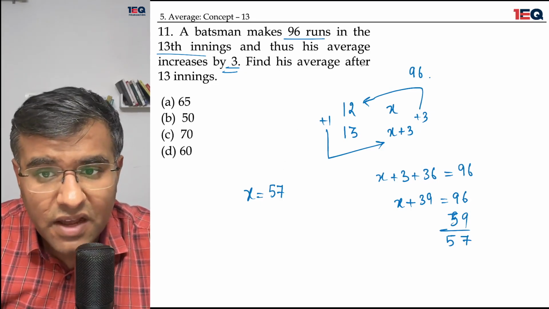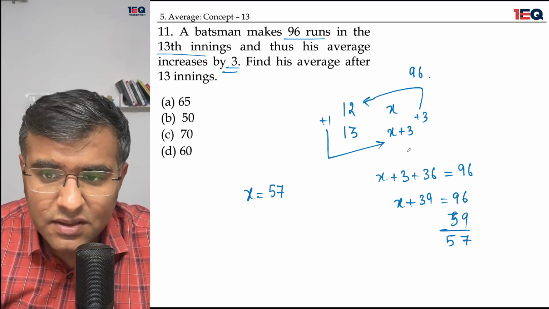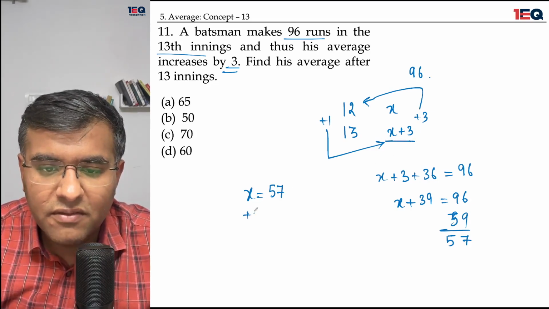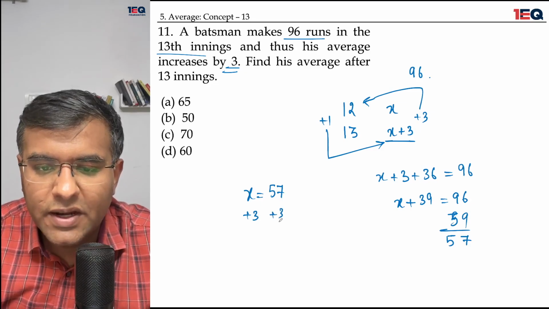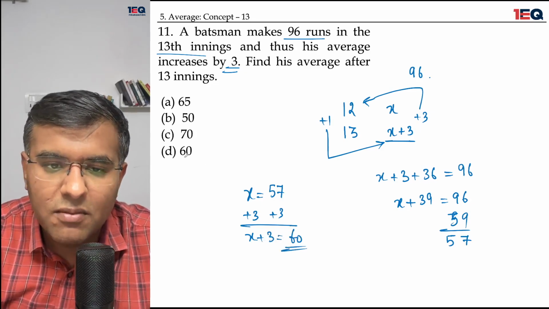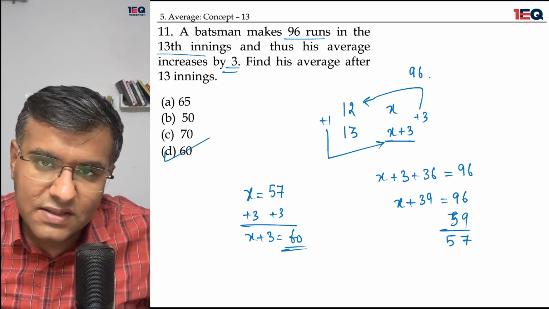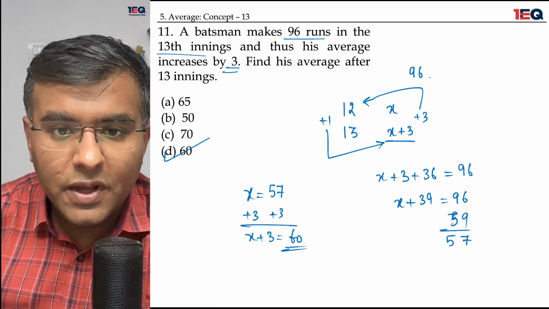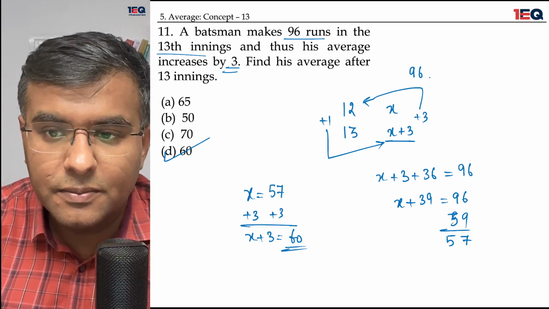I need to find out the average after the 13th innings. That means x plus 3 needs to be found out. I already have x with me. I'll quickly do a plus 3 on both sides and get the value of x plus 3 equal to 60 and mark my final answer as 60. Okay? I hope I've made myself very clear.